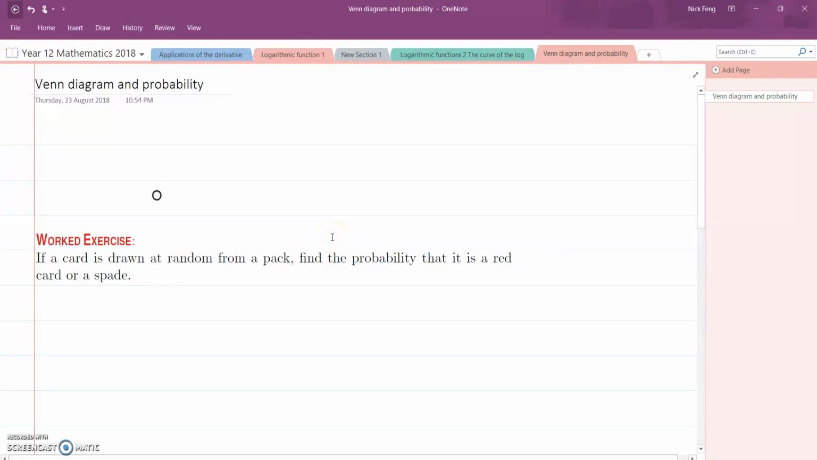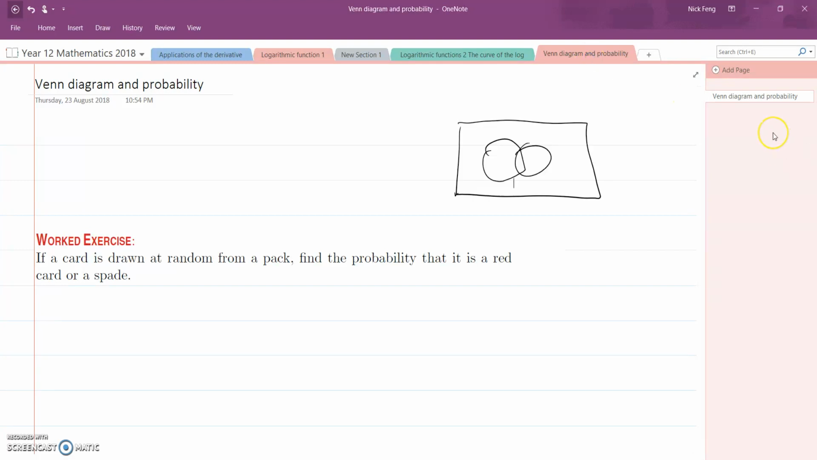Hello, my year 12. Today we'll be doing Venn diagram and probability. So, as you have seen before, Venn diagram is something like this. And we're going to use this to solve some probability questions. So, to start today, I need to introduce or reintroduce the idea about mutually exclusive events.